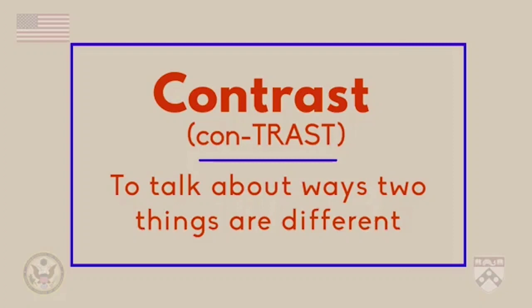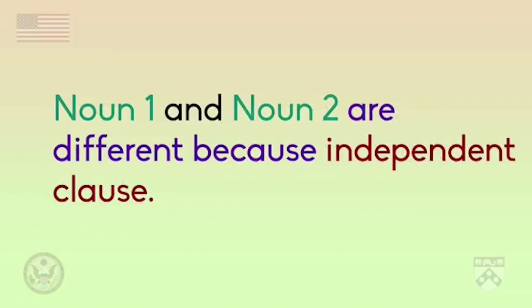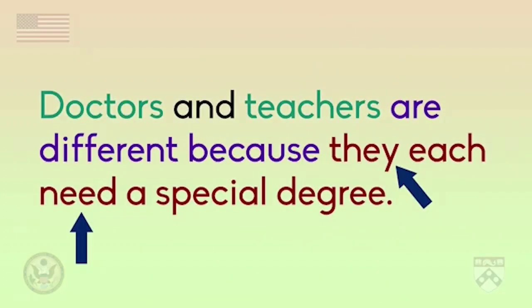For example, to show how doctors and teachers are different, we might say, phrase number 1, are different because. Doctors and teachers are different because they each need a special degree. The two nouns being contrasted are doctors and teachers in green. Then you see the phrase are different because in purple, followed by the independent clause, they each need a special degree. Remember that an independent clause is a complete sentence with a subject, they, and a verb, need.